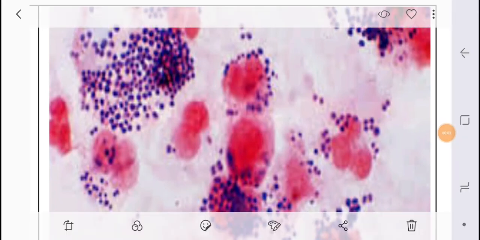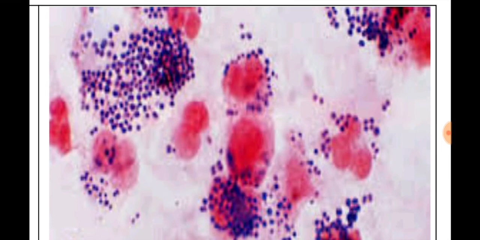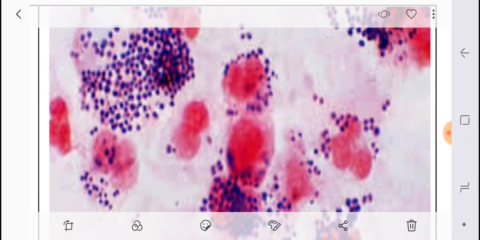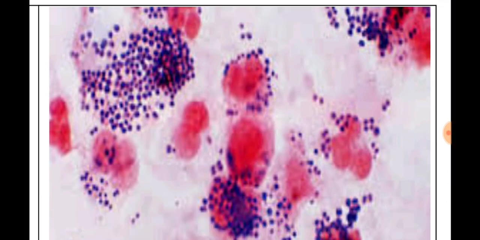Hi friends, we are starting with an image based series and it will be in a sequence. So we are starting with bacteriology first, and in that also the first one to be discussed is Staph aureus.